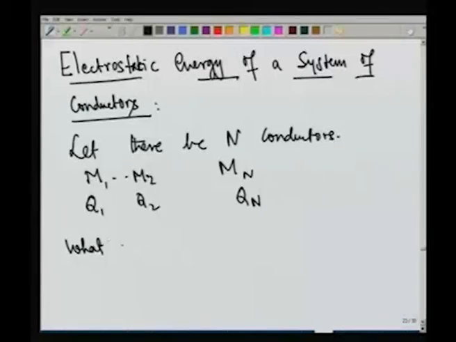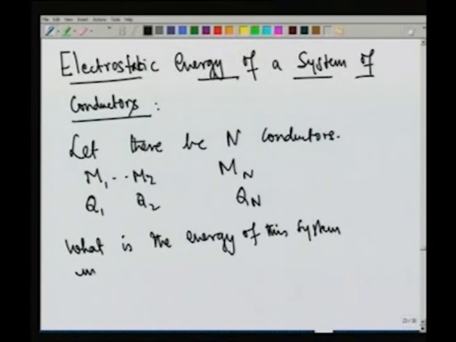Therefore, our question is, what is the energy of this system in the electrostatic case? We are not interested in the dynamical case, and that is something which we can answer very, very easily.